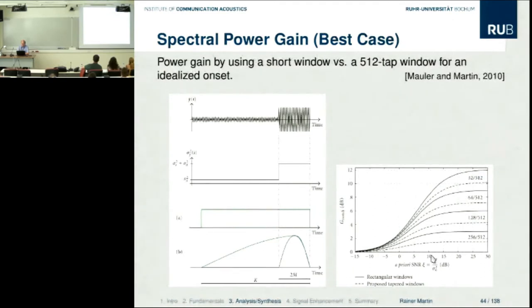And you can see here that at a certain SNR, say 10 dB, and a certain ratio of the long and the short window, so for example the short window has 64 taps and the long 512, you can gain up to 6 dB more power. You can concentrate up to 6 dB more power into your spectral bins. But this is, as I said, a best-case constructed signal. So realistic is that you could possibly get half of it, maybe 2-3 dB of power concentration, by switching to shorter windows whenever you have a transient, and not just continuing with a long analysis window and smearing out all the information of the transient.